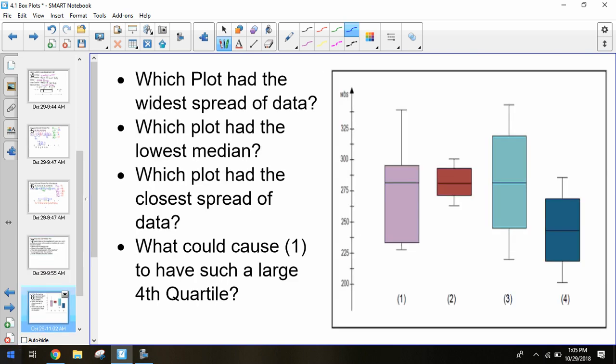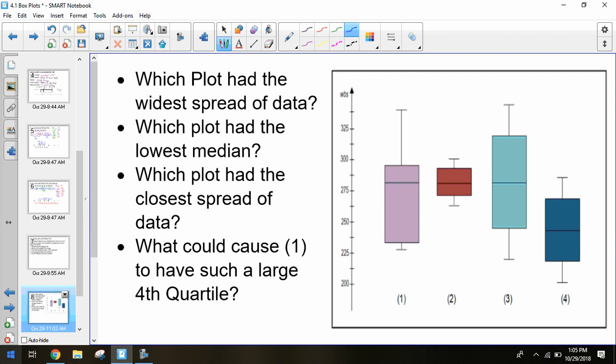So I have 4 box plots here. They're vertical rather than horizontal. It doesn't matter which way you make your box plot. You can make it go up and down, or left or right. It doesn't really change it. You can still read the data. So we're going to try to determine a couple of things based off of this data.